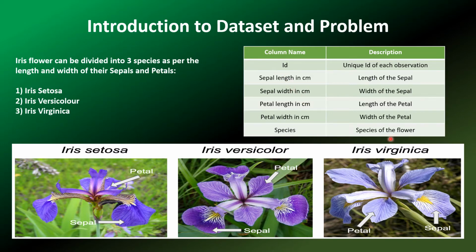This is the dataset given to us, and it has six columns. The first one is the ID, a unique ID of each observation, then sepal length, sepal width, petal length, petal width, and in the end we have the species. So our job is to create a model that will take these four features of the data into consideration and classify which category or species the flower belongs to.